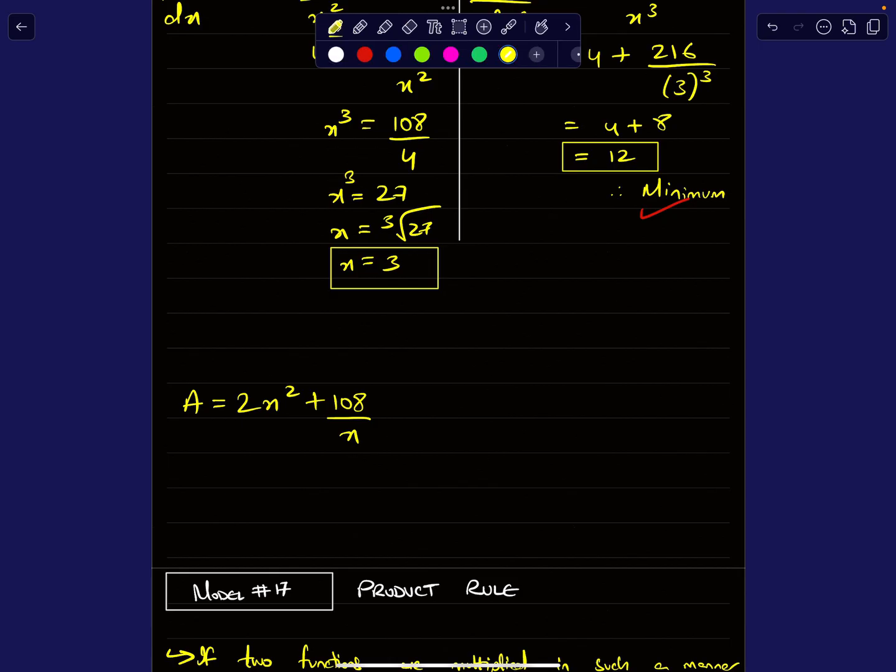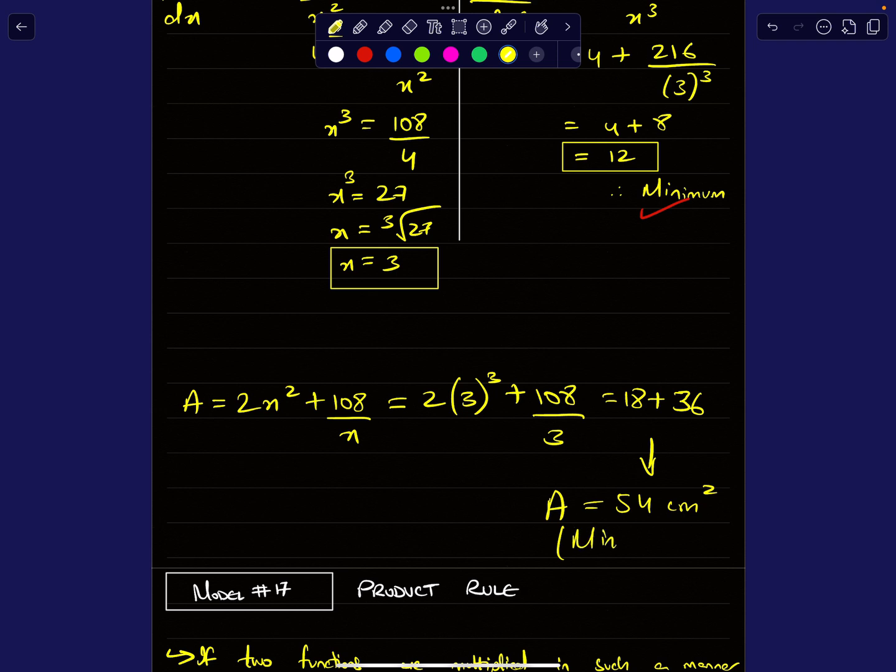Substituting this stationary value of x, the stationary value of the surface area would turn out to be something like this: 18 plus 36, and the surface area turns out to be 54 centimeter square, and this is minimum. So this is your answer.